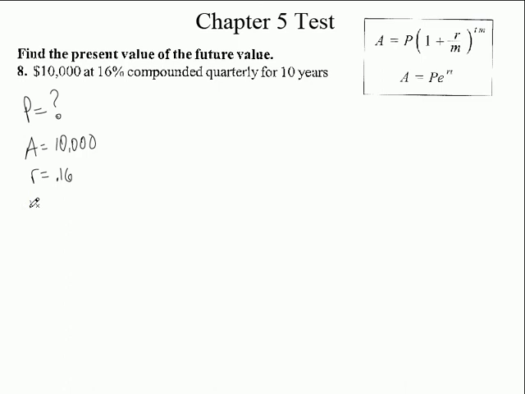So that's our M. Right? It's not how many months necessarily, it's how many times it compounds a year. 4 times a year for 10 years. T is 10. Alright, so let's start plugging stuff in and see what we get.